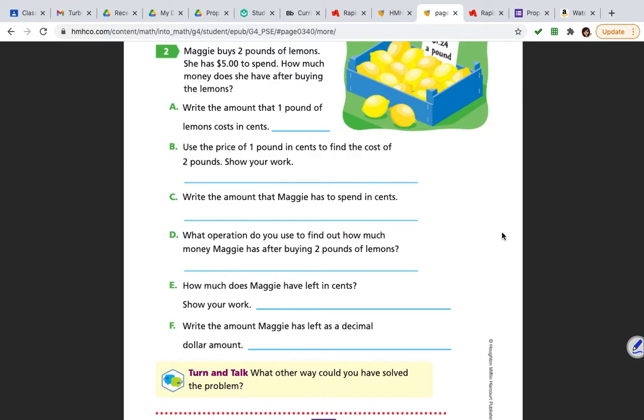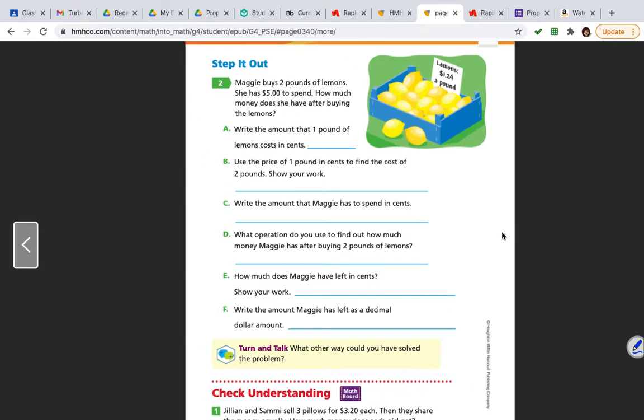Maggie buys 2 pounds of lemons. Let me shrink it up. So 1 pound is $1.24. So Maggie buys 2 pounds of lemons. Maggie has $5 to spend. How much money does she have after she buys the lemons?